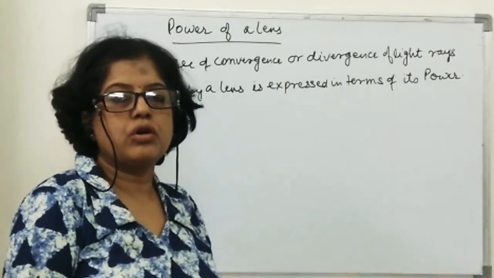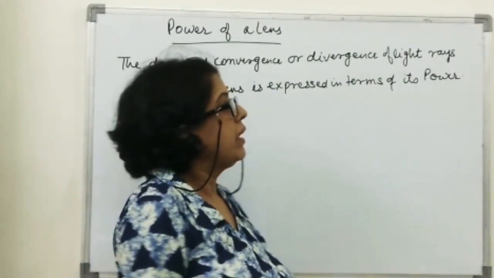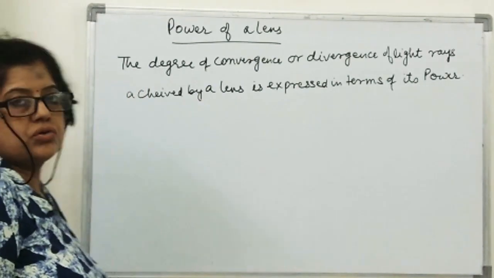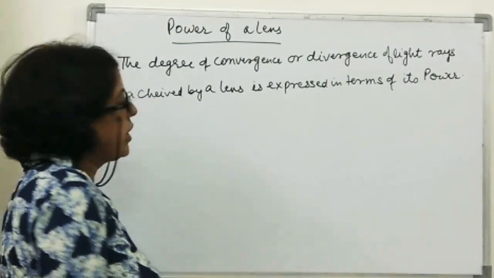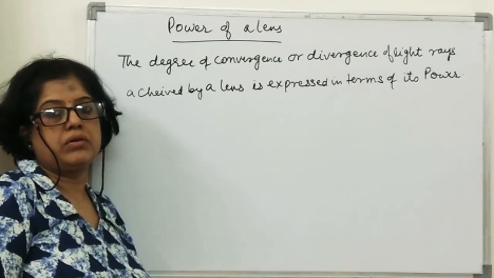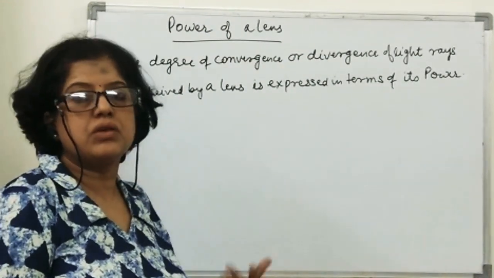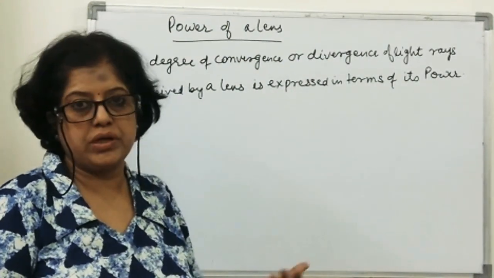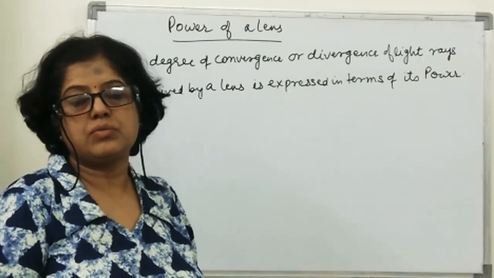Today we are going to talk about the power of a lens. The degree of convergence or divergence of light rays achieved by a lens is expressed in terms of its power. How much a lens converges or diverges light rays, that is expressed in terms of its power.